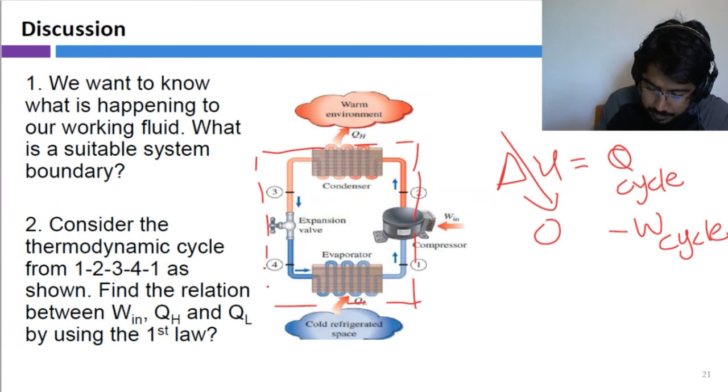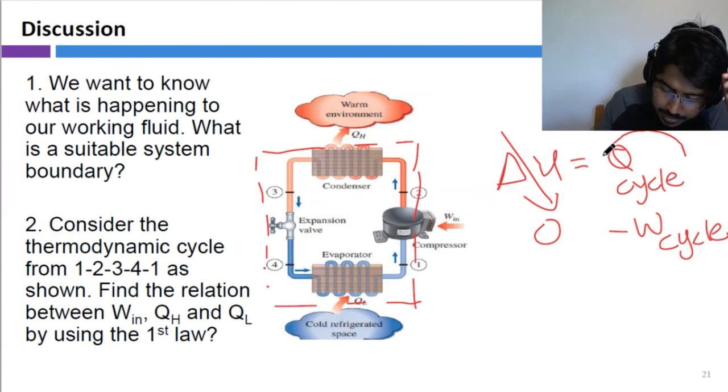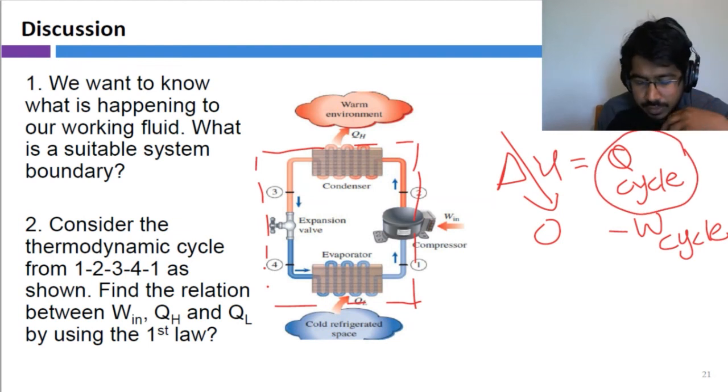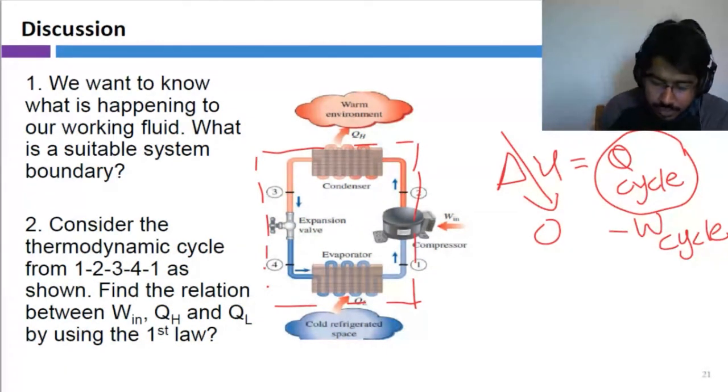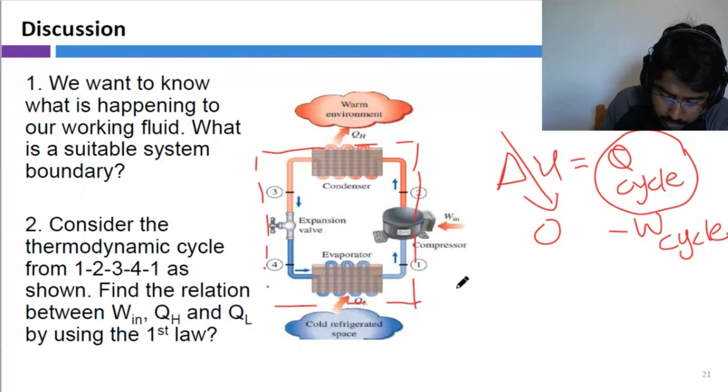Okay. Now we can substitute for value. What are the heat components that are involved? QH and QL, right? So QL is coming into the system. So what is the sign of that one? QL is coming into the system. Is it positive or negative? It is positive, right? So we can start substituting.